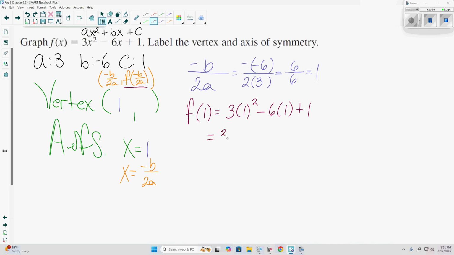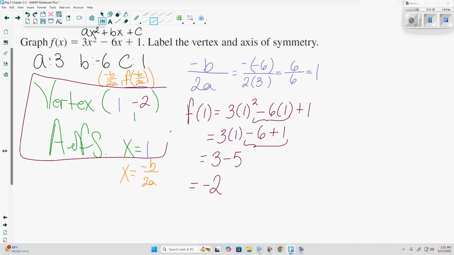Now if we do this by hand, 1 squared, 1 times 1 is, lo and behold, 1. Negative 6 times 1 is negative 6. We still have the plus 1. Now 3 times 1 is 3. Negative 6 plus 1 is negative 5. And 3 minus 5 is negative 2. So it tells us that the y value of the vertex is negative 2. That's it. That's all I want you to do is find the vertex and the axis of symmetry.